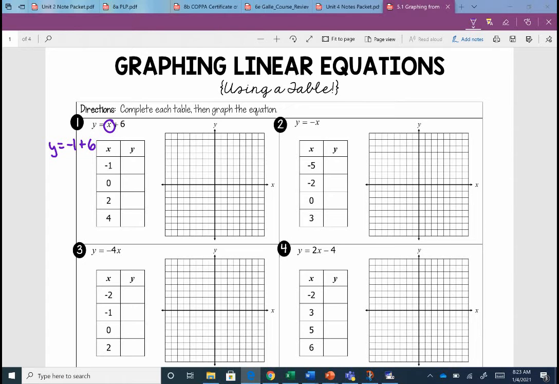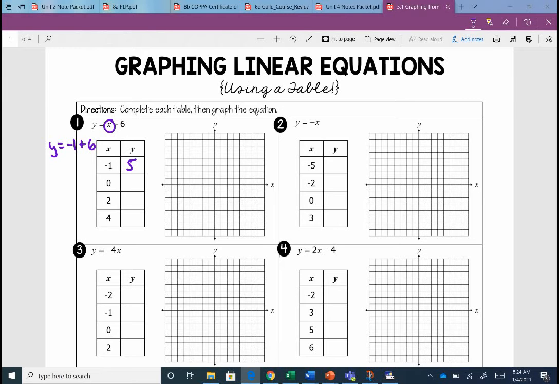Now, if you are very confident that you know -1 plus 6 is how much? What do you think, Sam? 5. Then go ahead and put the 5 in for the y. If you want to, take your calculator and type in -1 plus 6. Don't be afraid to use your calculator to double check.